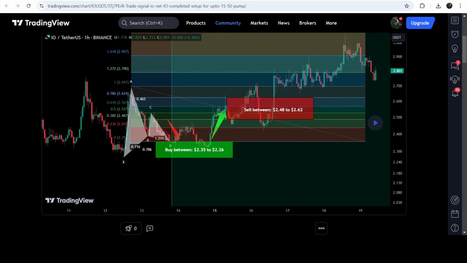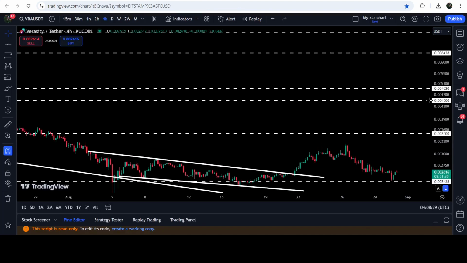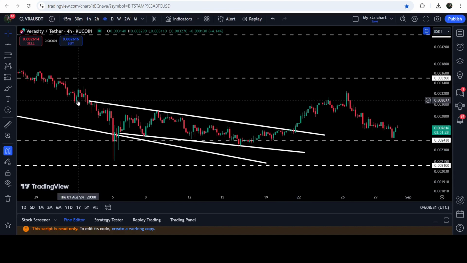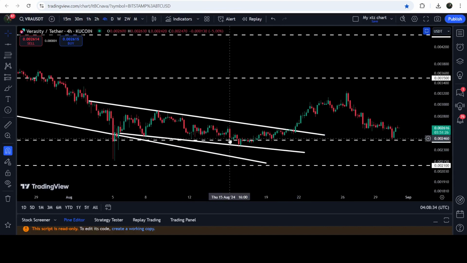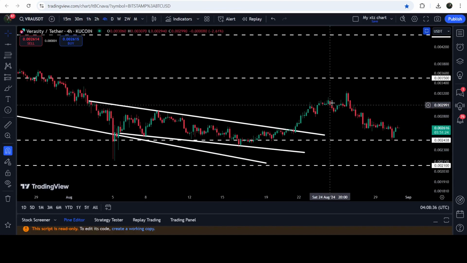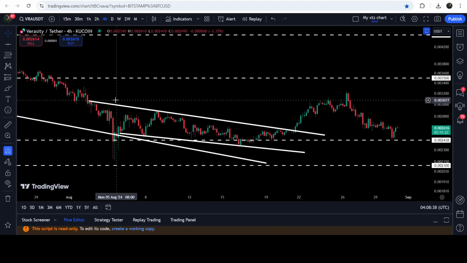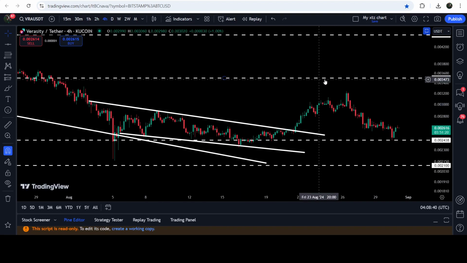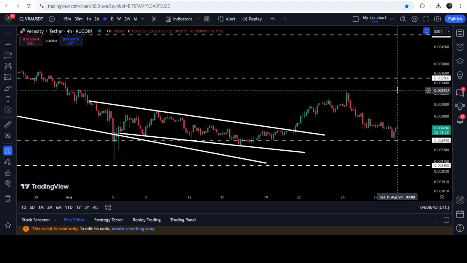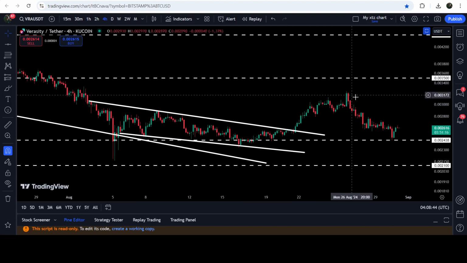Now let me take you to the live chart of Verasity, and this is the 4-hour time frame chart. And here you can see that the price broke out of this falling wedge pattern, and after the breakout, it has reached our expected target that was here at $0.003, but could not hit this resistance that I was expecting at 3.5, but again dropped down.